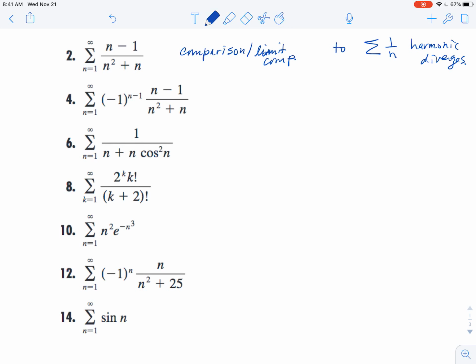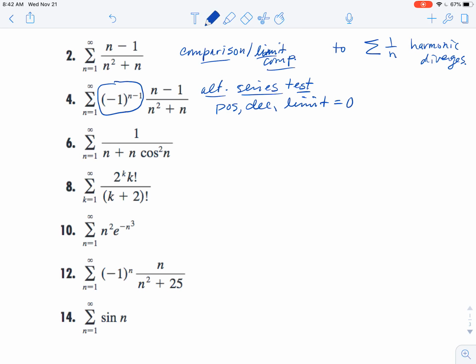What about number 4? Yeah, anytime you see this, you're thinking what? Alternating series test. What are the 3 things you have to show for alternating series test? Positive, decreasing, limit is 0. Without showing all the details, do you think it would satisfy all 3 of these? It does, yeah. The hardest one to show is the decreasing part, right? Write it as a function, take its derivative, show that it's negative.